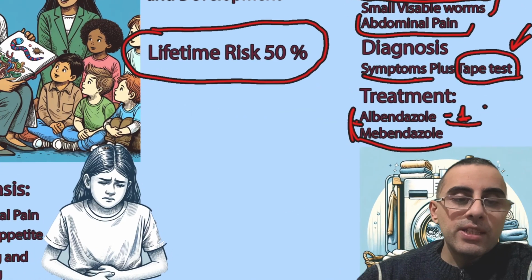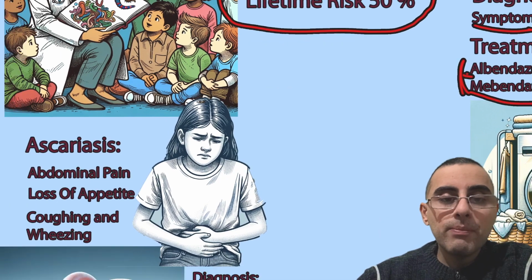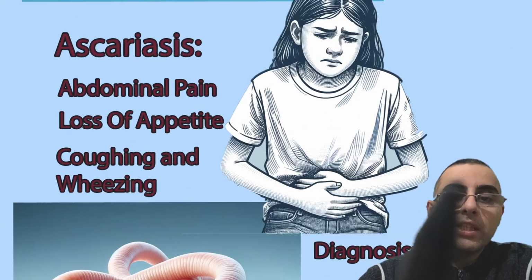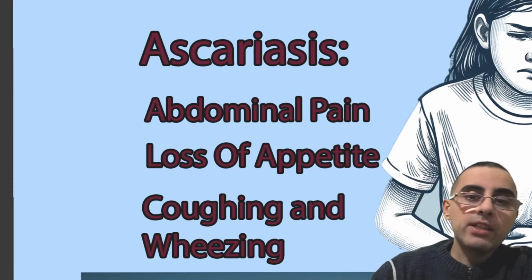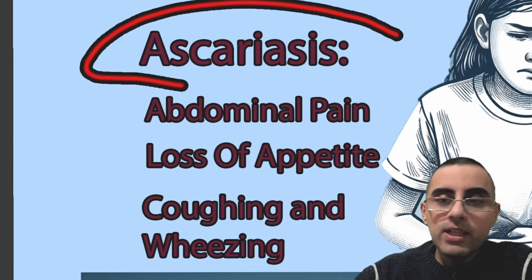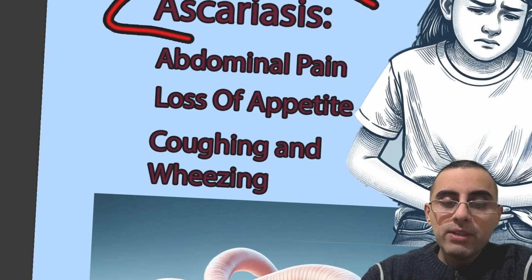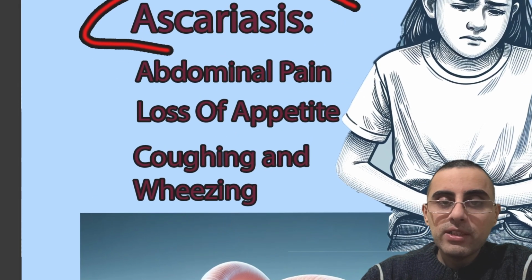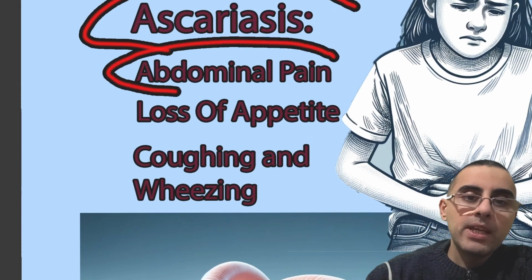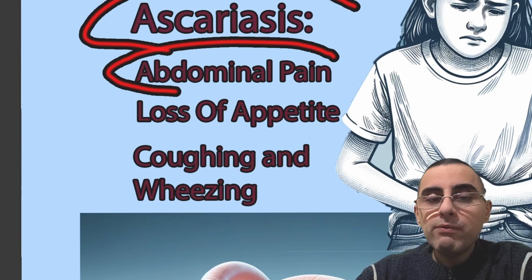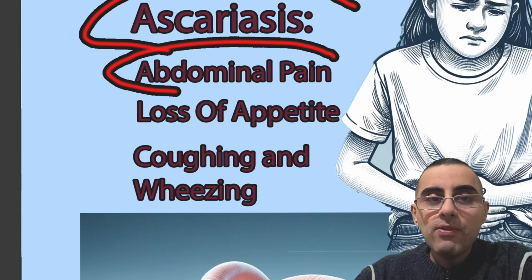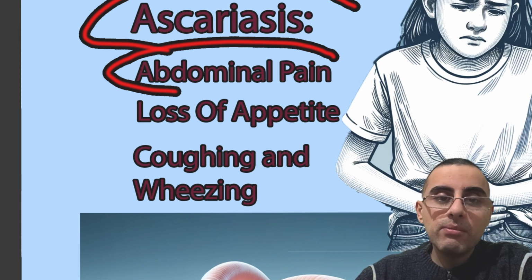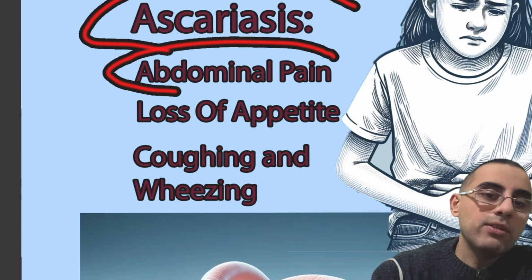Now let's talk about the second most common worm. Actually, it's the most common worm among developing countries. It's Ascariasis. And what is the most important symptom of Ascariasis? It's abdominal pain. If in pinworms we have perineal itchiness as the most important symptom, in case of Ascariasis, the most important symptoms are abdominal pain and loss of appetite.